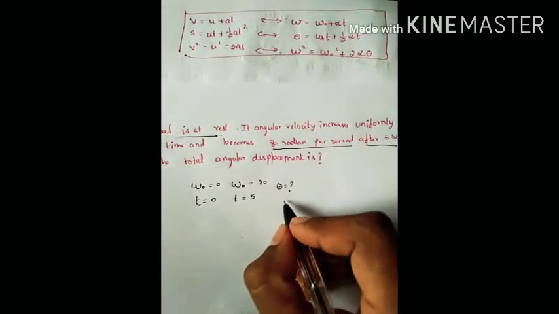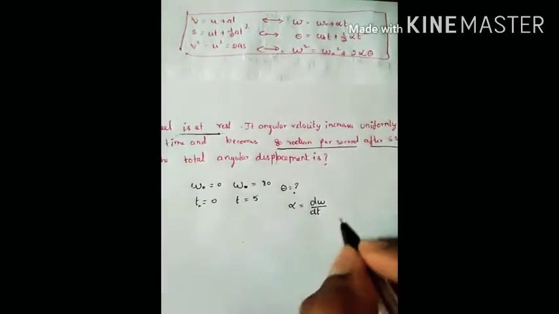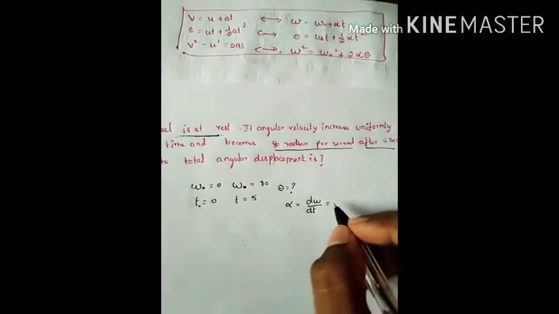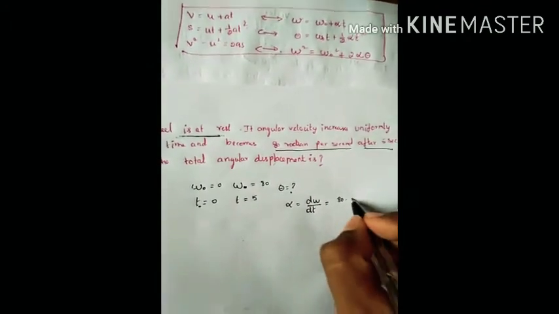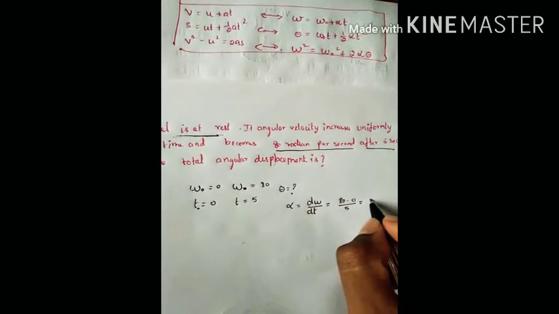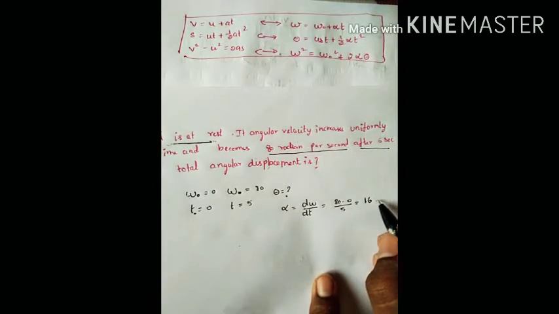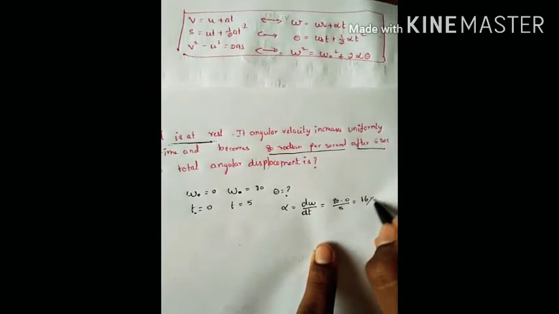We already know that the angular acceleration is the change in angular velocity with respect to time. Here, what is the change in angular velocity? 80 minus 0, divided by 5. Then what's the answer? It is 16. The 16 is the angular acceleration. That's all.